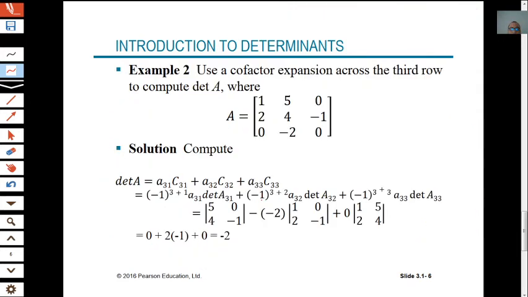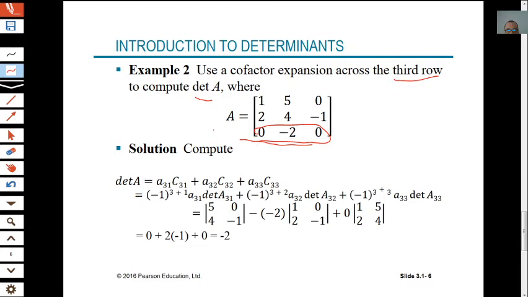jth column. For example, use a factor expansion across the third row to compute the determinant of the matrix A, where A is given in this form. According to the third row, we use the entries in the third row, these ones.